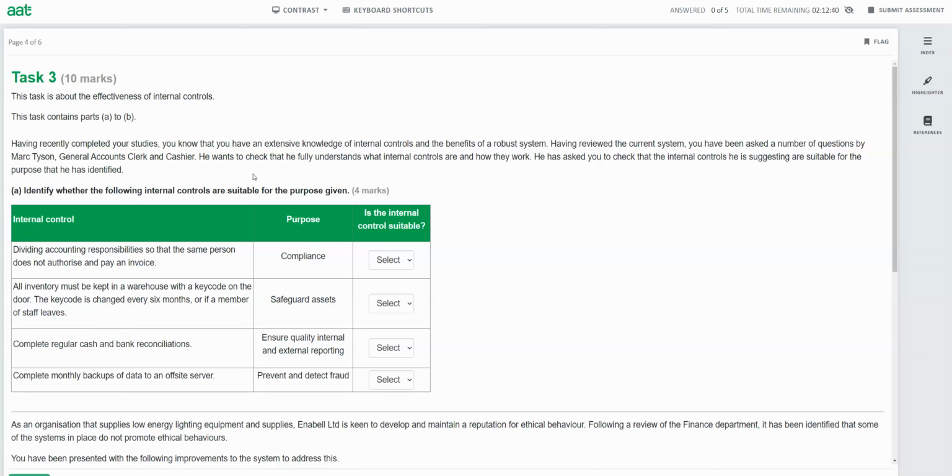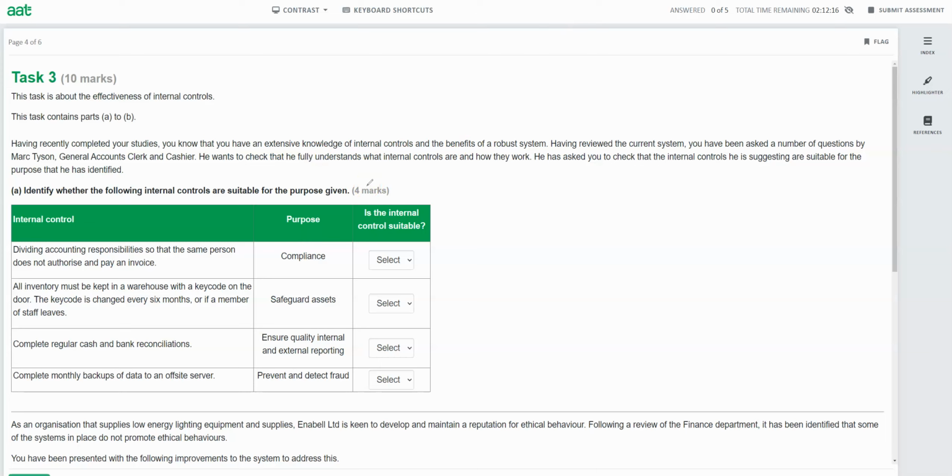He has asked you to check that the internal controls he is suggesting are suitable for the purpose that he identified. So we understand every single internal control is not suitable for every single purpose. So they have given some purposes to us and we need to identify, is it the right internal control for that or not? Okay, let's have a look.